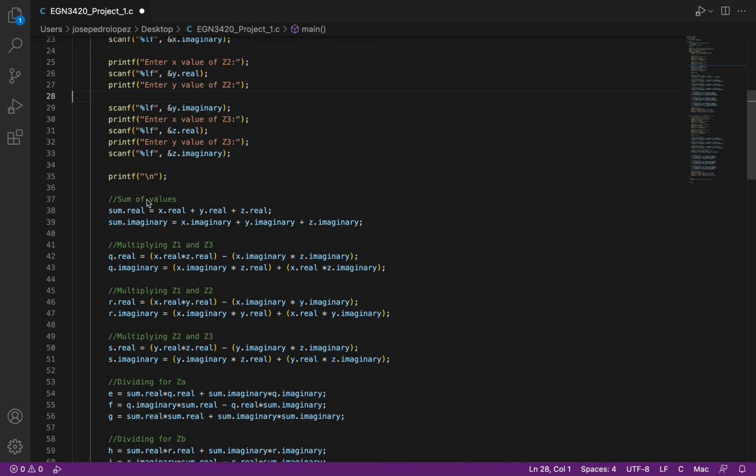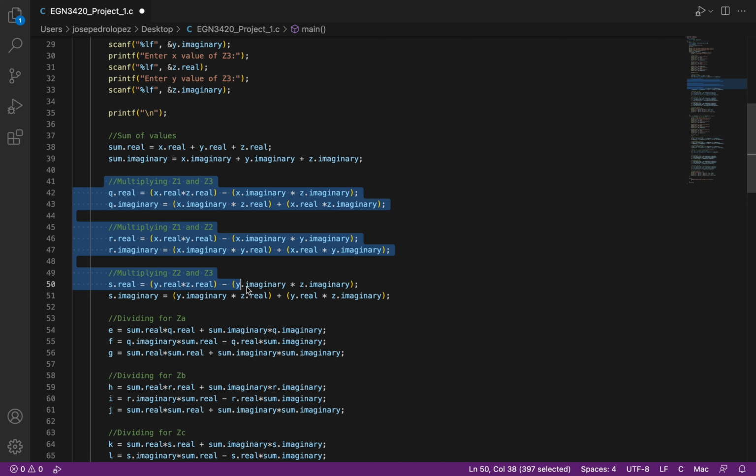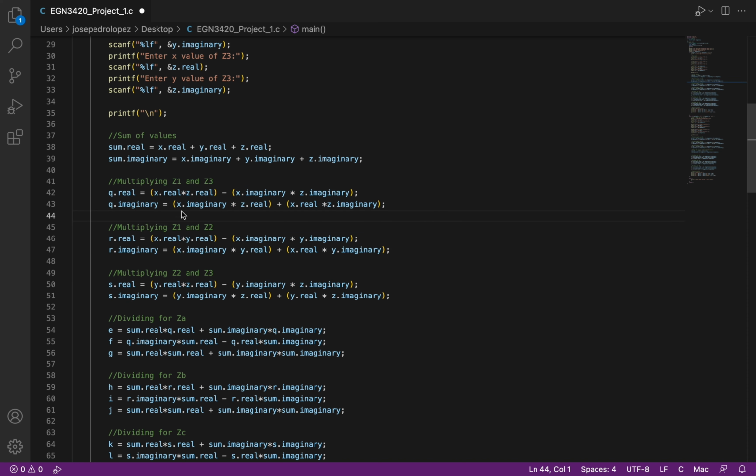Once the values are inputted, the script will run it through, and it will add all the real values that were entered. So sum.real will add all the real values, and sum imaginary will add up all the imaginary values of the entered inputs. And then for the 3 multiplications for the conversion for ZA, ZB, and ZC, we will use these equations.